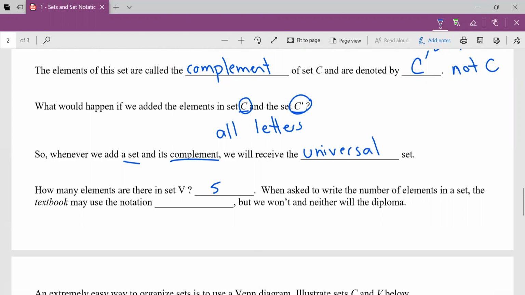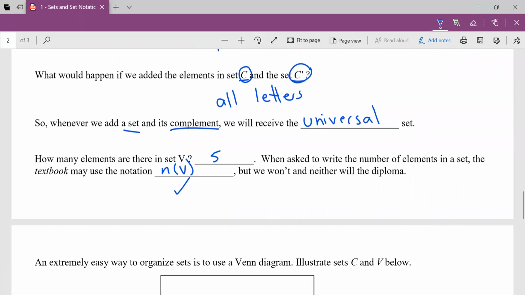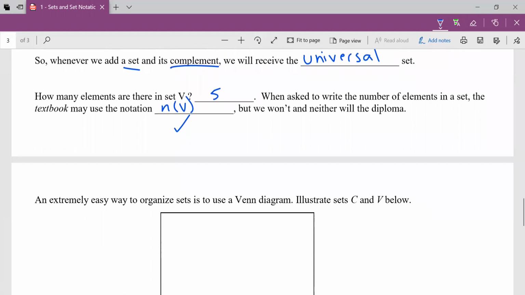But if you happen to look at the textbook, when they ask this question, they're going to write the notation like this, N brackets V. It means the same thing. It means how many elements are in the set. It's completely correct notation. I just need you to know that we actually aren't supposed to use it in 30-2. So if you see that in a different resource, that's all it means.